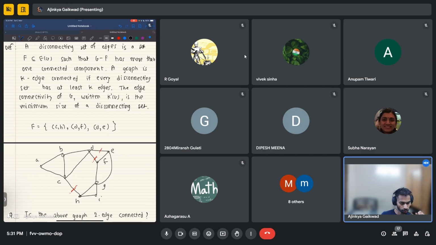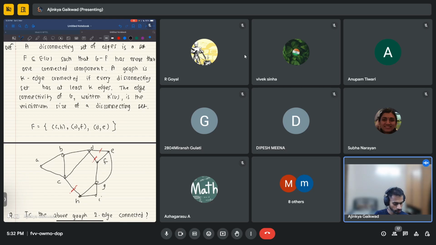So is this graph two edge connected? Wait, so that's why I went through this definition. This is a bit confusing statement. A graph is k edge connected if every disconnecting set has at least k edges, right? Let me say what it means.